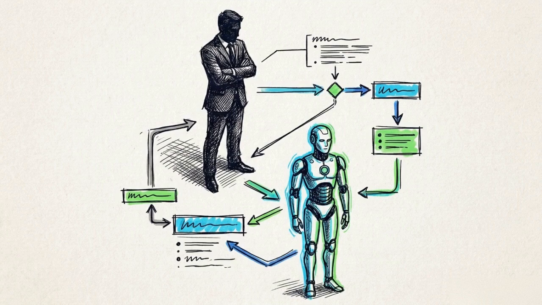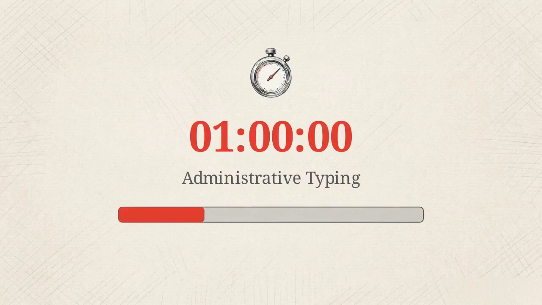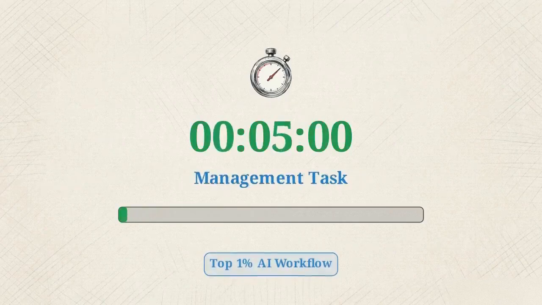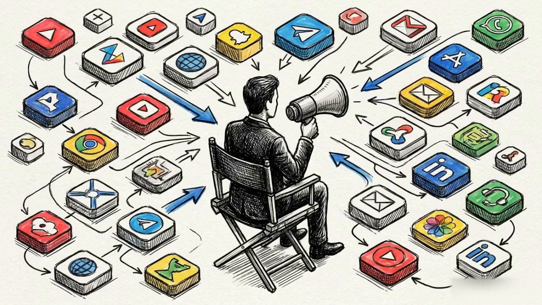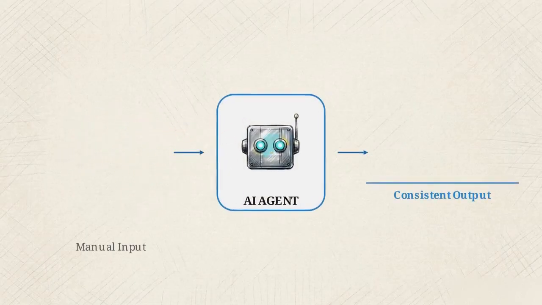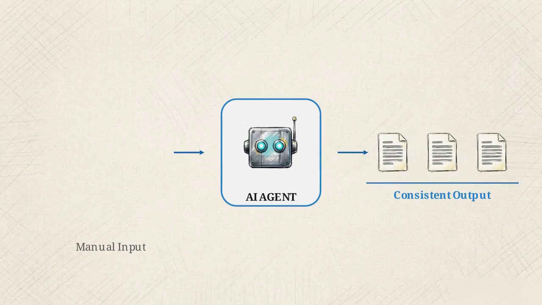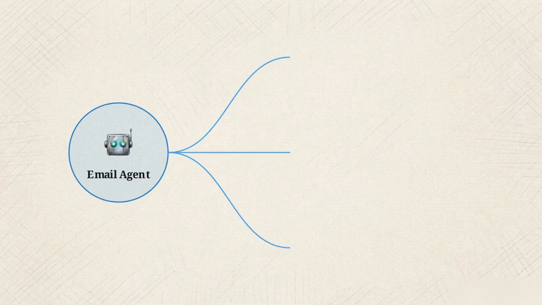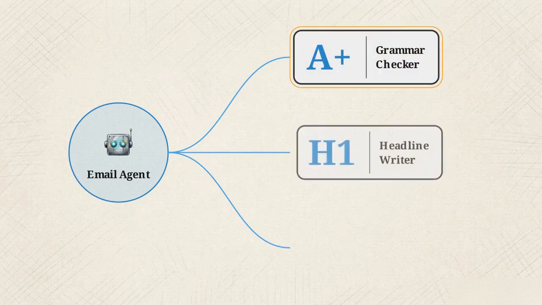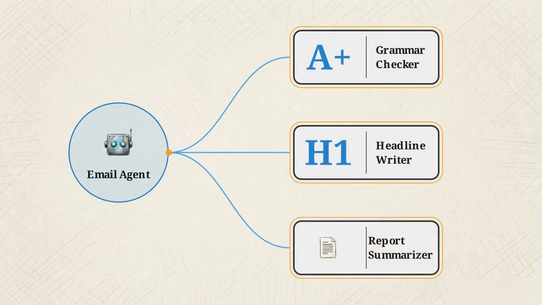You have stopped manually typing data and started successfully directing an autonomous digital employee. You have permanently reduced an hour of daily administrative typing into a 5-minute management task. By acting as the director, you have moved past endless tool hopping and built a system that guarantees consistent, high-quality outputs. This exact pull prompting and agent creation framework can be duplicated to build other specific tools, like a grammar checker, a headline writer, or report summarizers.